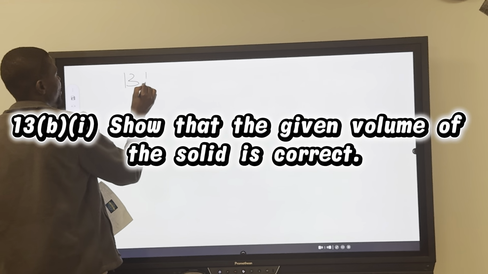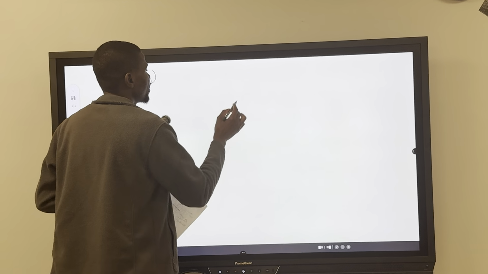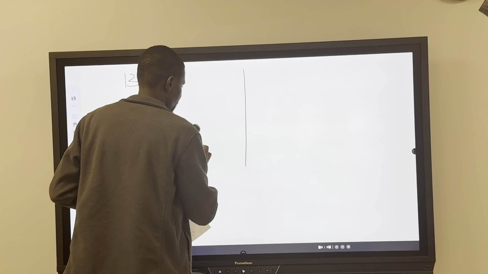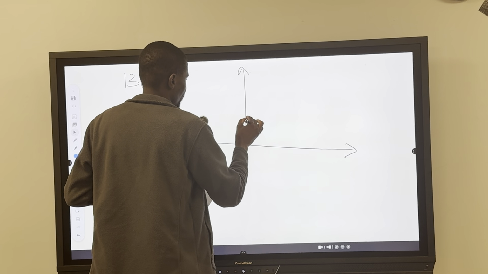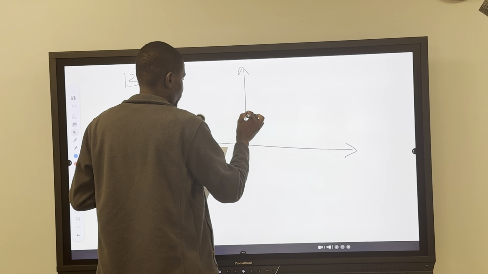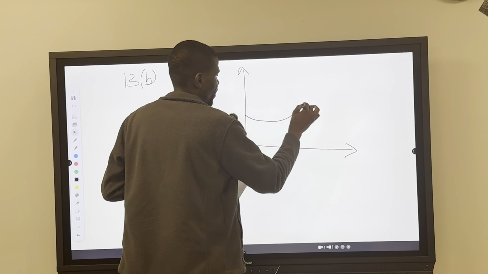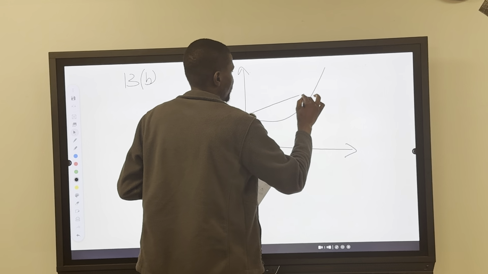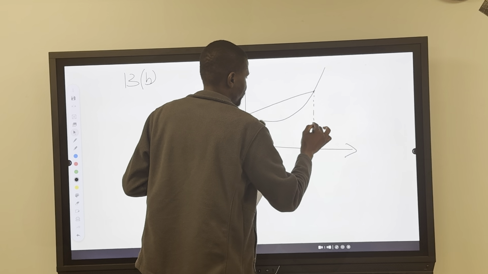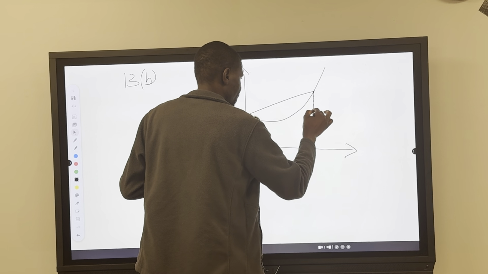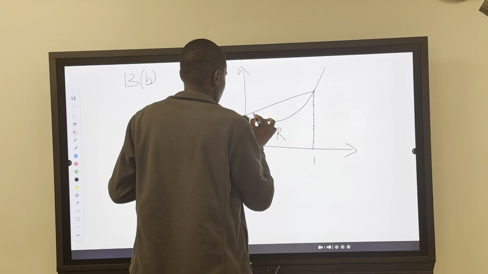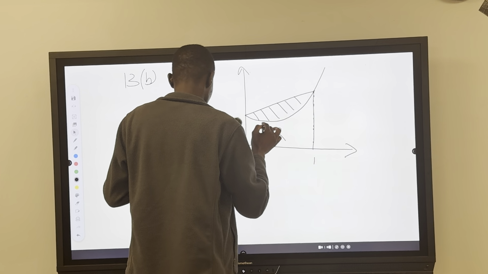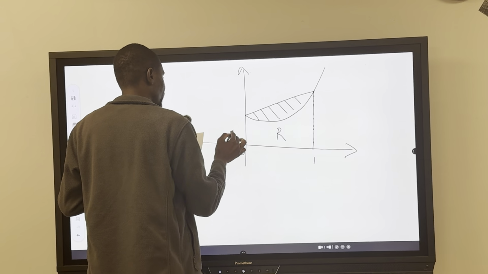This is number 13B. All right, let me quickly put the diagram up here. Okay, so we have this. Something like that. It was a continuous line. I have my R here. I have this. Okay. I have 0.